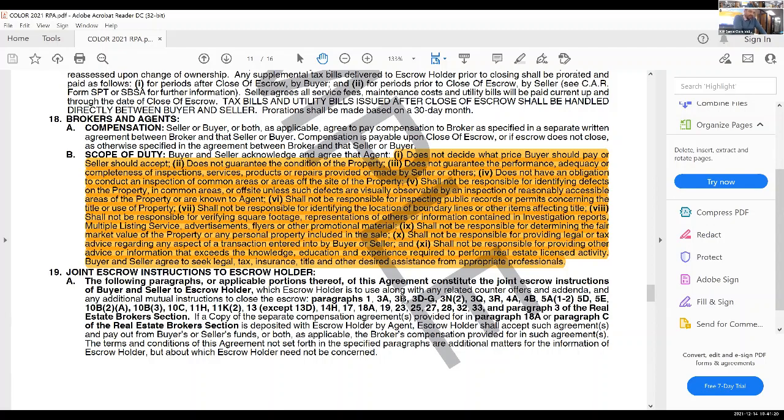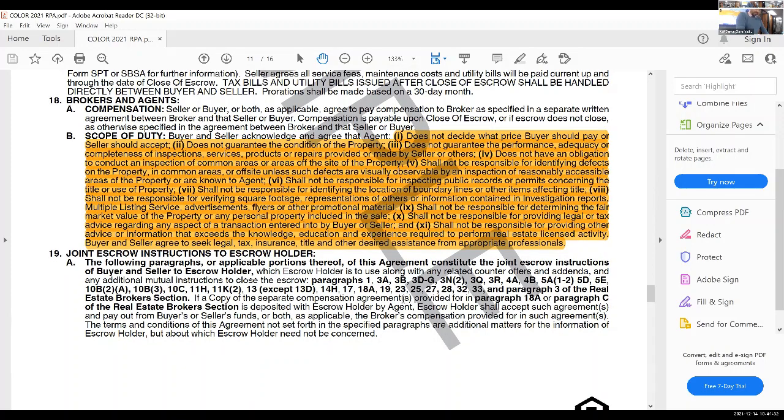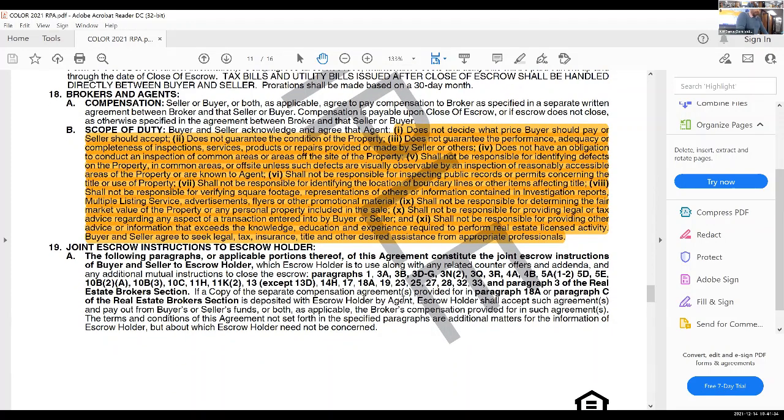And you know, offering tax advice is something that agents like to do on a regular basis. So just be careful. We do have this lovely paragraph to protect us and make sure that the buyers read it and understand what we do and don't do.